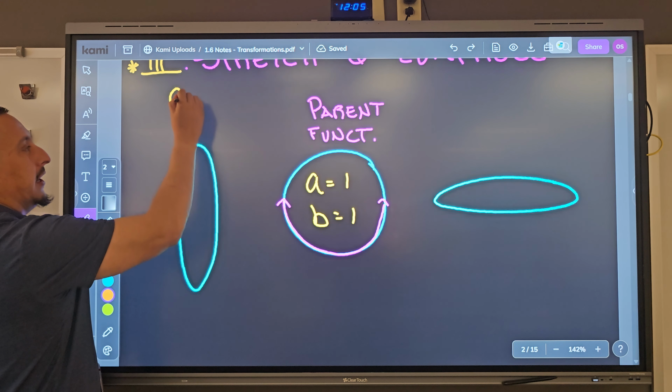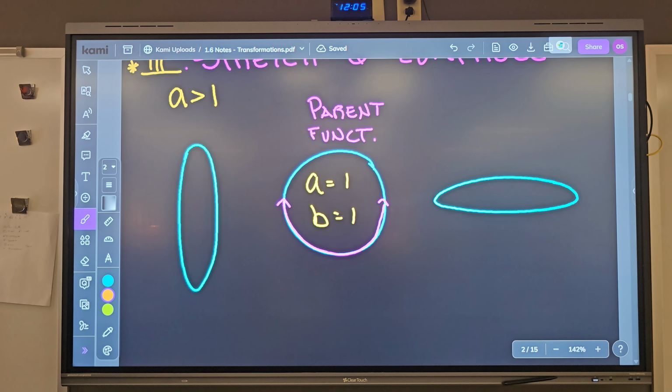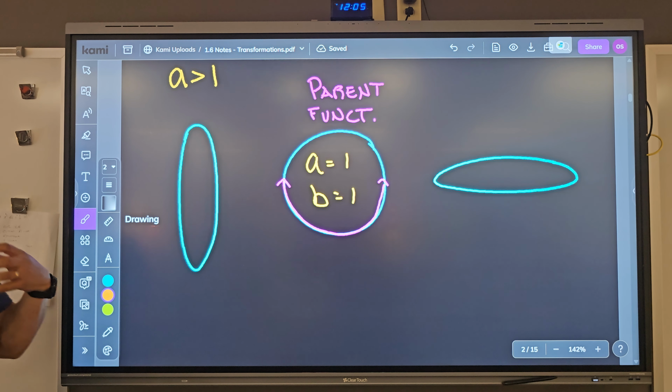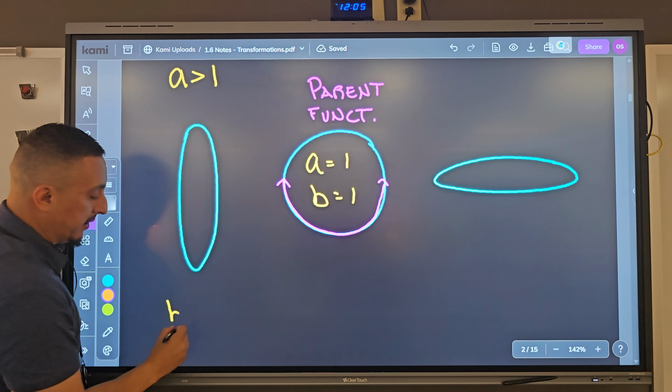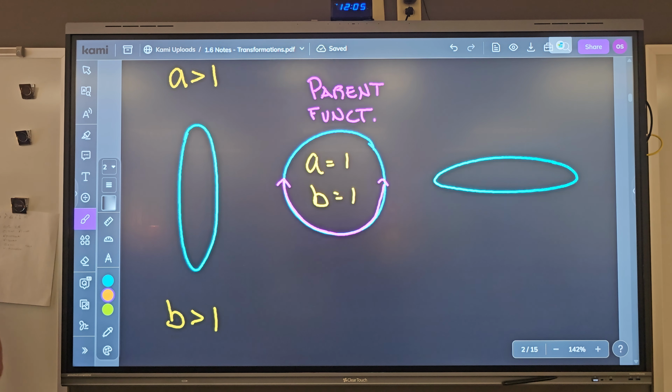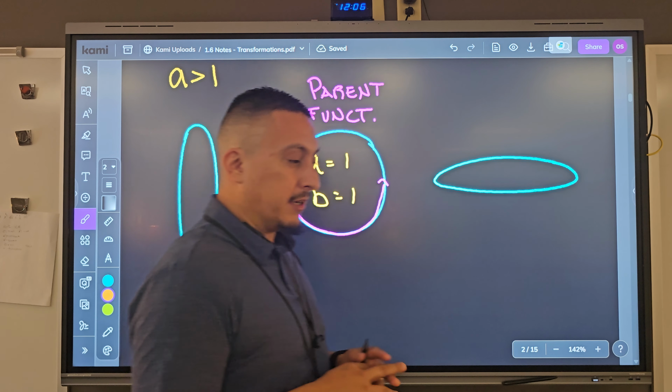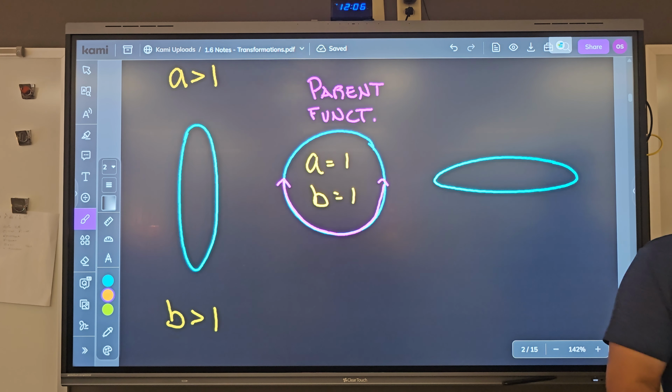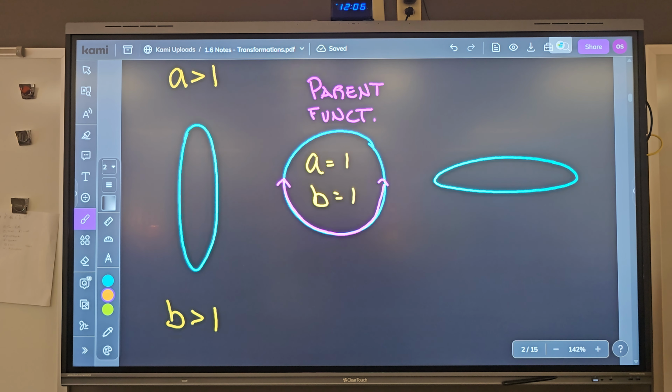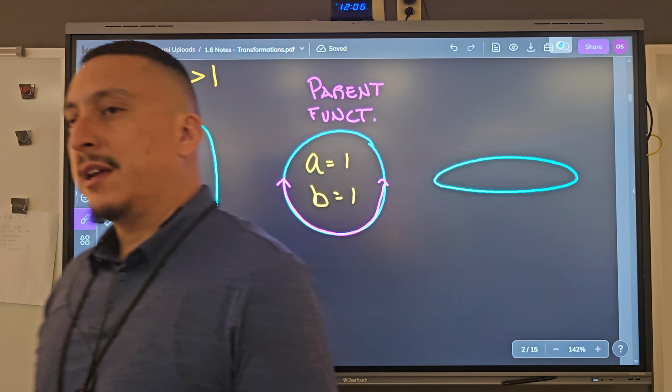This happens when A is greater than 1. And then lucky for us, it's the same exact visual when B is greater than 1. So whether it's A or B, if either one is greater than 1, that's what the circle looks like. Okay? Now, what if 1 is the natural state and bigger than 1 is the other? What would be this? What causes this? Less than 1.